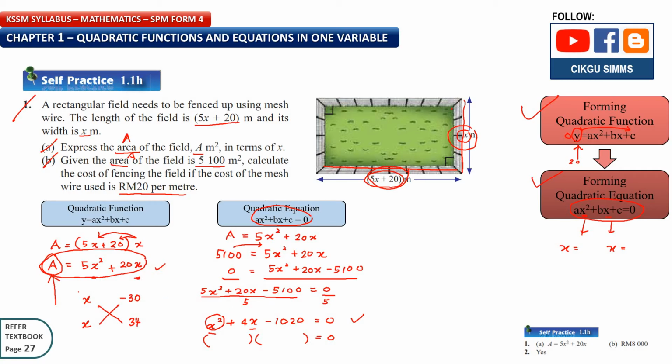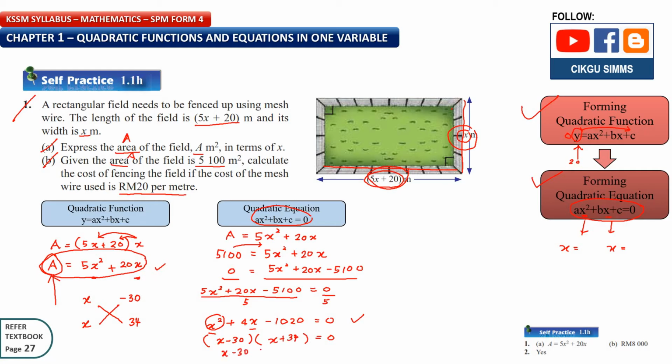If you are not sure about how to factorize, you can refer to my previous video. You can solve it by mental calculation or even solve it using a calculator. So we got two brackets: x minus 30 is the first bracket, x plus 34 is the second bracket.